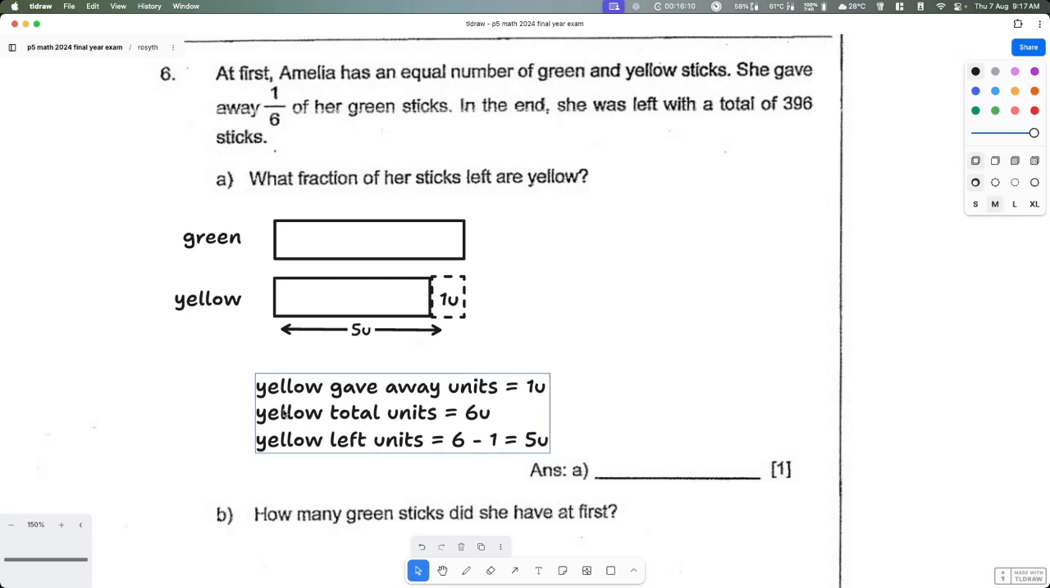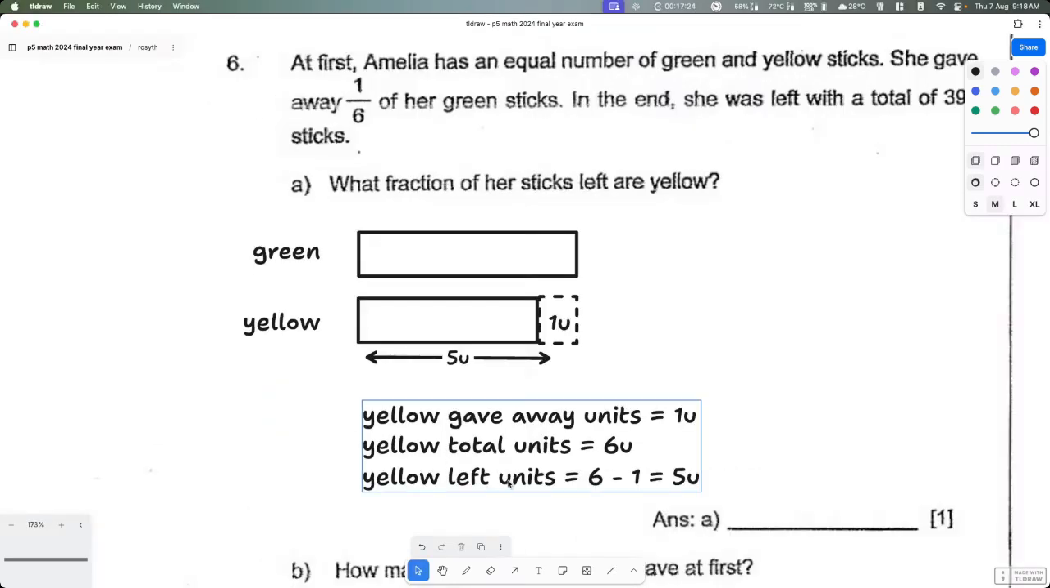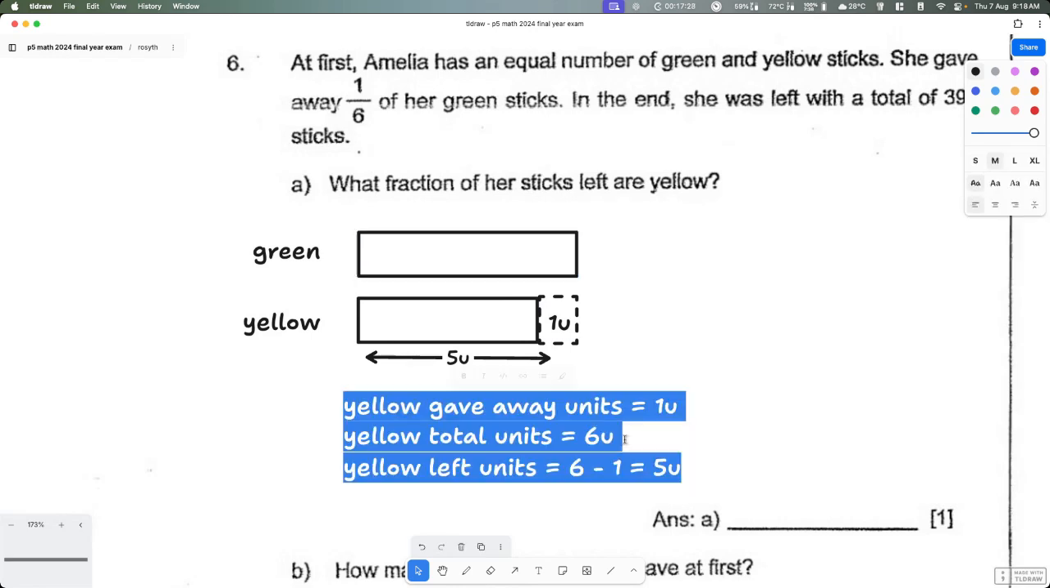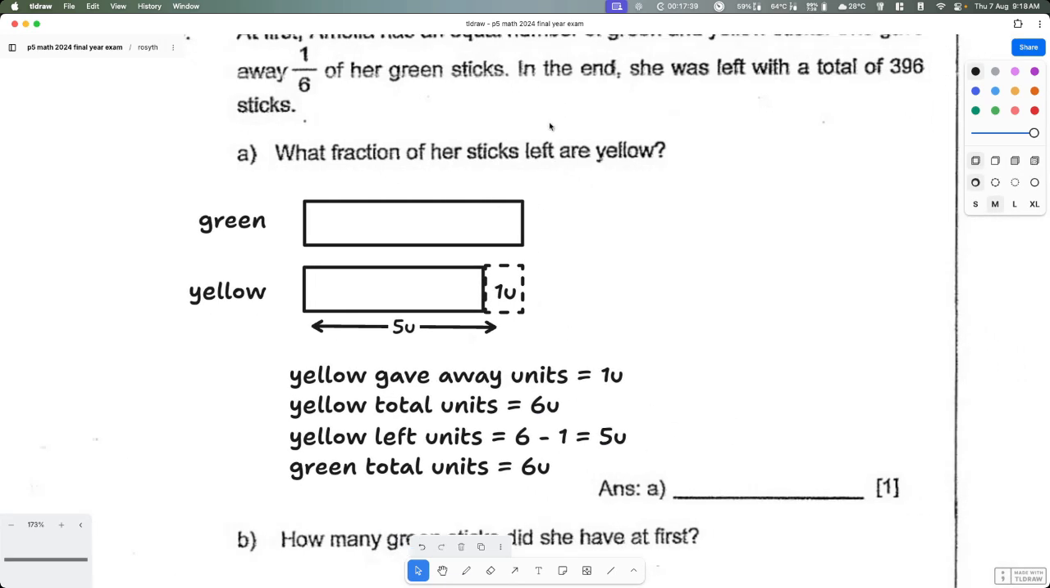So what fraction of her sticks left are yellow? We know the number of green left units is 5. We also know that yellow total units is also 6 units, in this case over here. So what fraction of her sticks left are yellow?